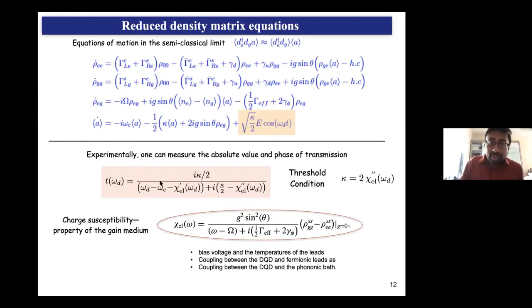Now, another thing that you immediately realize is that there is this kappa, which is the decay rate, and this chi double prime is the imaginary part of the susceptibility. So this gives you a threshold condition: you can trust this as long as kappa is greater than or equal to the imaginary part of this. If it is less than that, if this becomes negative, you cannot trust this equation because your solution for A will diverge exponentially. So you get a threshold condition, which you can figure out from here.